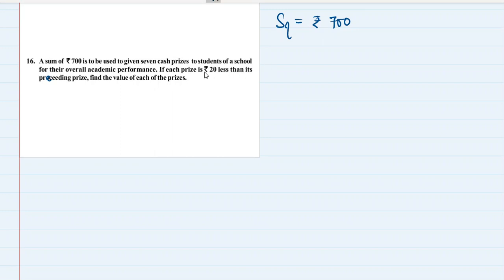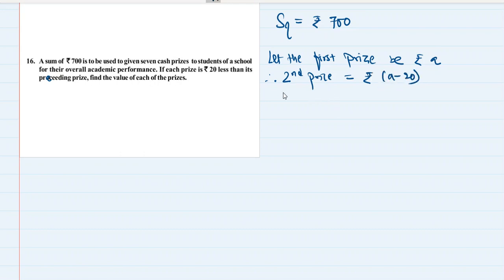See, if each prize is 20 less than its preceding prize, that means let the first prize be rupees A. Therefore, second prize is equal to rupees A minus 20. ठीक है. Third prize is equal to rupees A minus 40, A minus 20 minus 20, and so on.